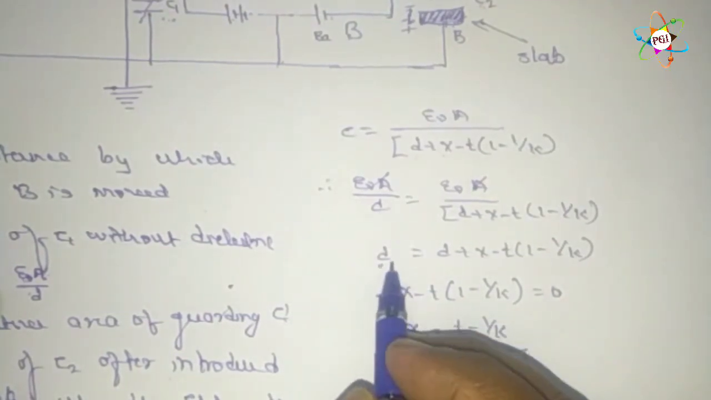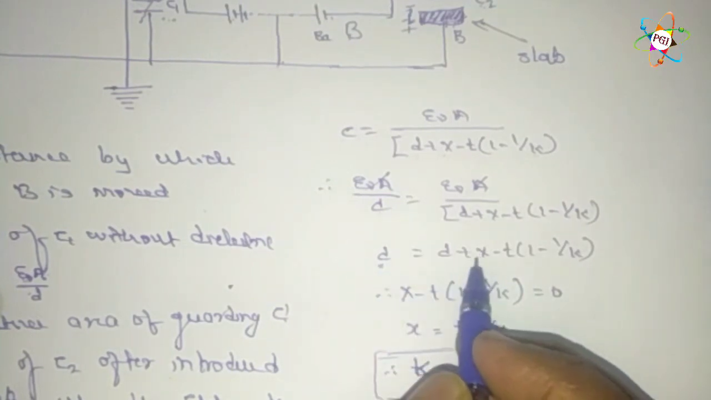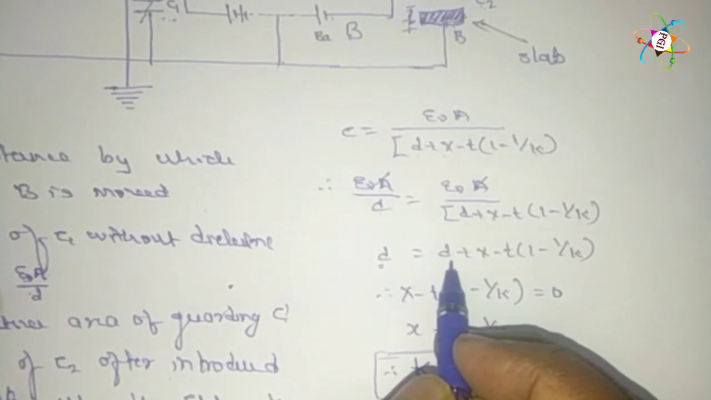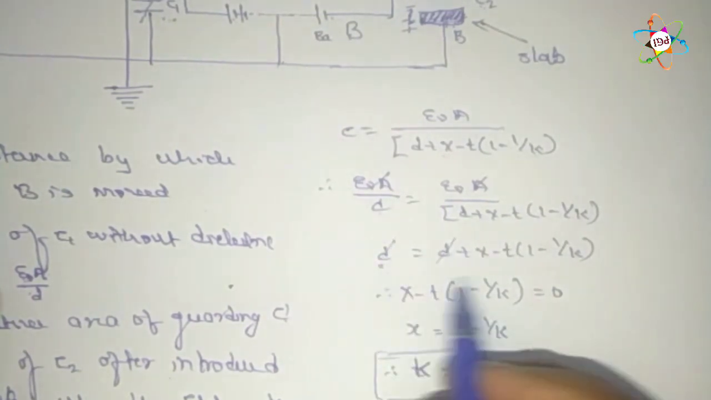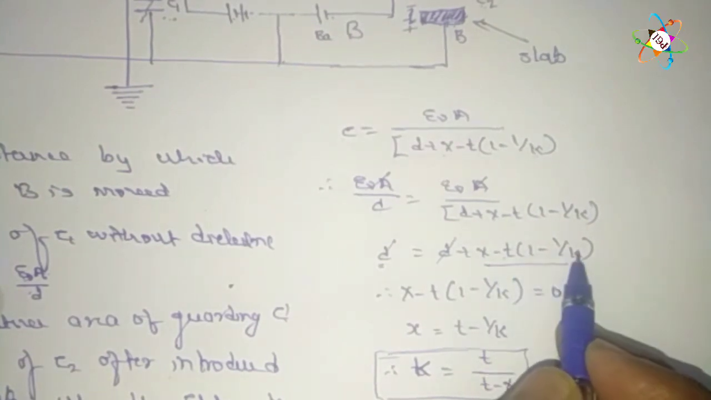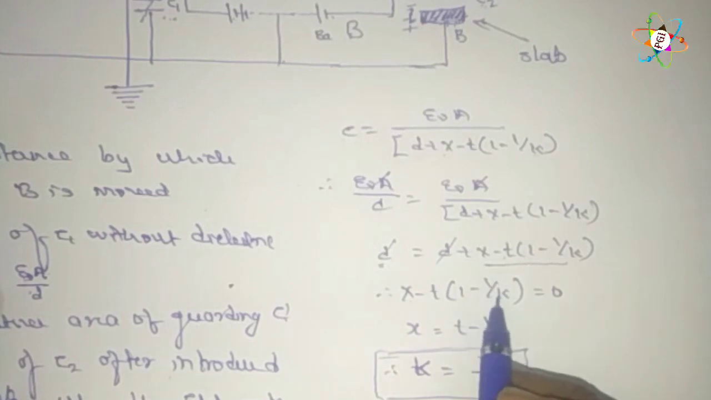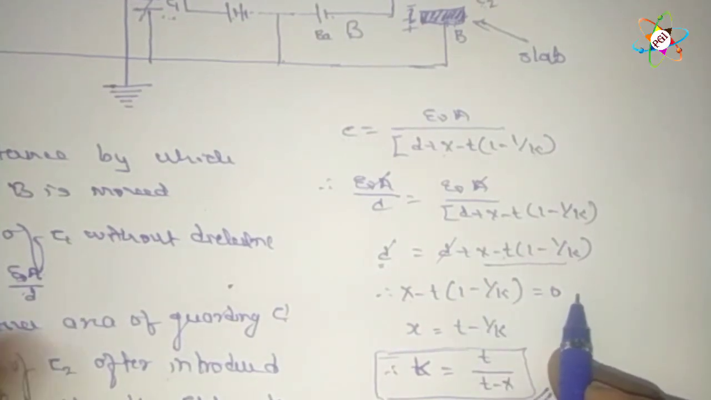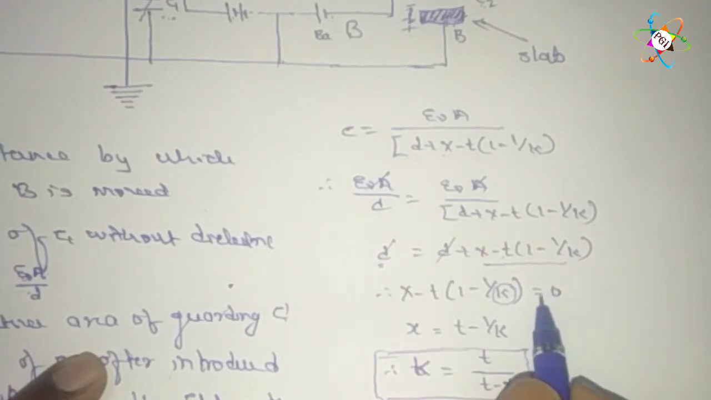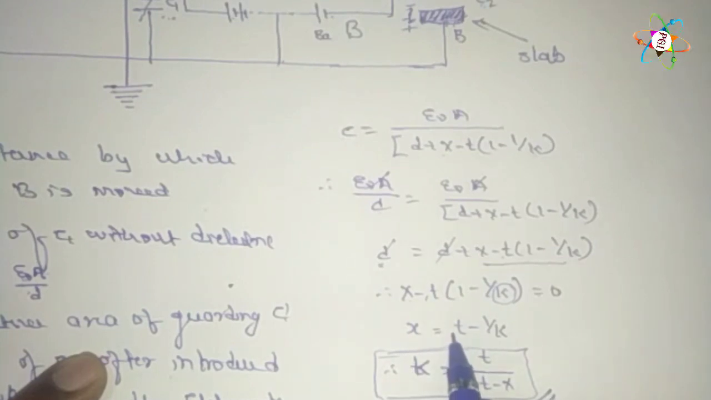So D equals D plus x minus t into 1 minus 1 divided by K. Taking D to the right side, D cancels, and remaining is x minus t into 1 minus 1 divided by K equal to 0. Now we find K. x equals t into 1 minus 1 divided by K, so finally we get the value of the dielectric constant.